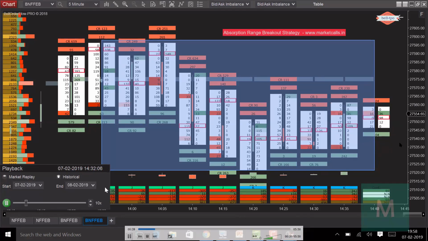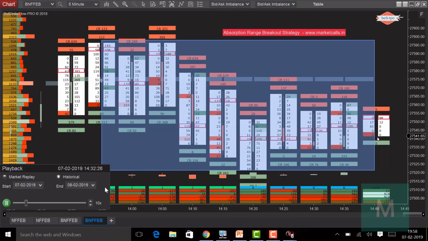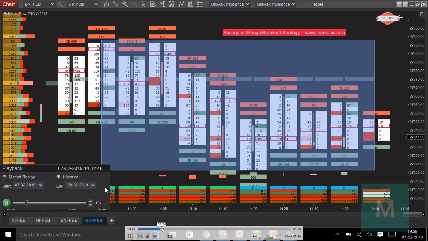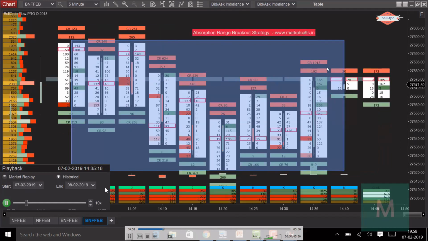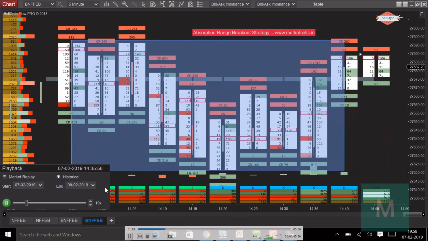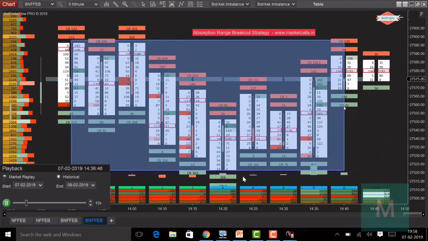I think it's a video of almost five minutes, so I'm going to skip ahead to save some time. You can see big volumes are happening, and price goes to the edges again and again. You can see a lot of momentum there, and despite the momentum, price used to fall down in this example.